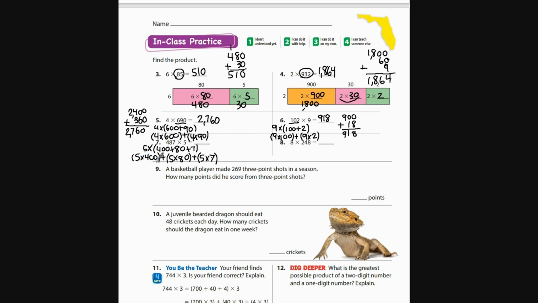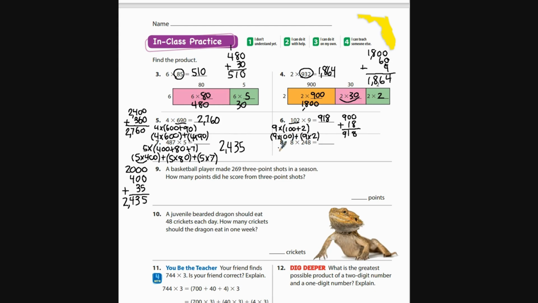So let's solve 5 times 400 first. 5 times 4 is 20, and I add 2 zeros, I get 2,000. 5 times 8 is 40 plus 0, that's 400. And then 5 times 7 is 35. Now I add it all together and I get 5, I get 3, I get 4, and I get 2. So that means that my product for this one is going to be 2,435.